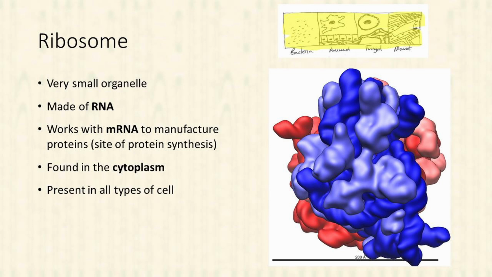The ribosome is a very small organelle present in all cells. It is the cellular machine that constructs proteins from amino acids, which are the raw materials of proteins. It is made from RNA and has 2 binding zones. It binds to messenger RNA at one site to read the code for the next amino acid. The other site binds the required amino acids to the new protein chain. Ribosomes are found in the cytoplasm and are the site of protein synthesis.